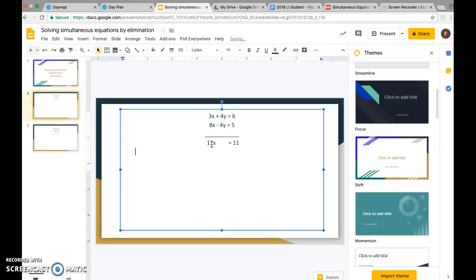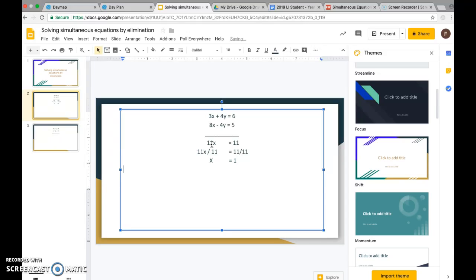equation. So I'm going to go 11x divided by 11, and that's going to equal 11 divided by 11, and that is just 1. So I'm going to get x equals 1. Tap that across, we're going to get x equals 1, and so I found one of my values.